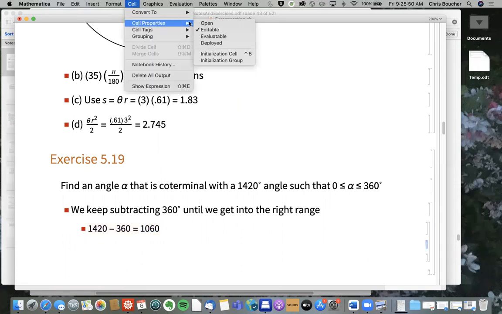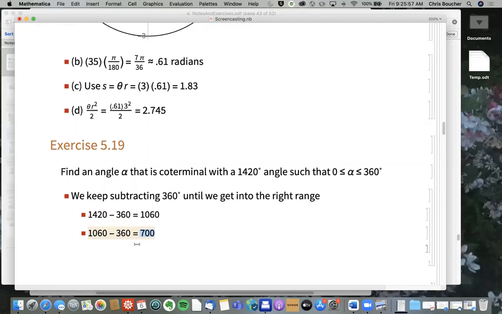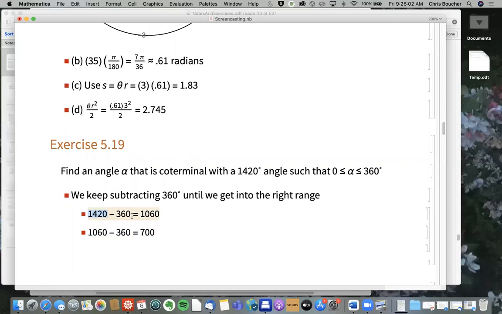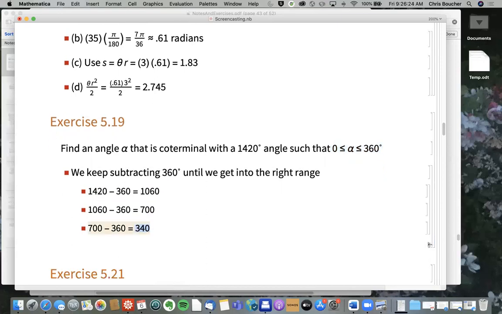So I'll subtract 360 again. And I get 700. I'm still not in the desired range. Now I have 3 angles that are coterminal here, 700 degrees, 1060 degrees, and 1420 degrees. And I think one more subtraction. This is certainly not the most sophisticated way to do the problem, but it works, right? So when we subtract 360 again, now I have 4 coterminal angles, and this last one is the one I want because I'm looking for one that doesn't involve an excess rotation around the circle. So 340 degrees is the answer that we're looking for here.